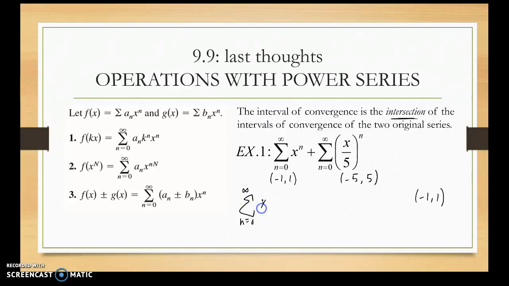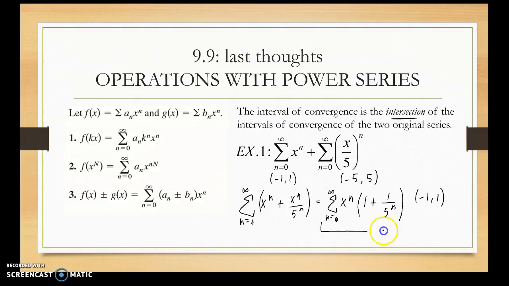I'll take the terms and add each individual series together. Then we notice here I can factor that x to the n out. And what would that leave me with? 1 plus 1 over 5 to the n, with an interval of convergence from -1 to 1. So simply, that's what the series would look like.